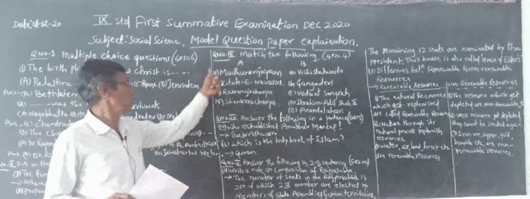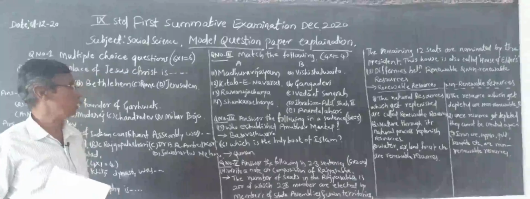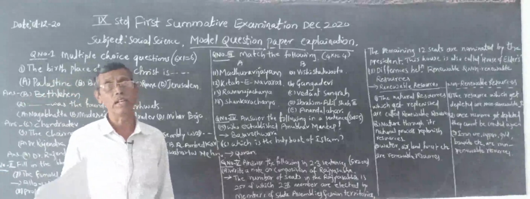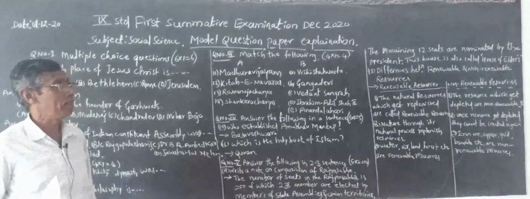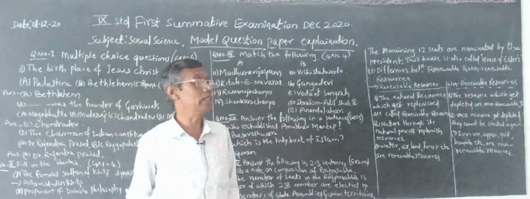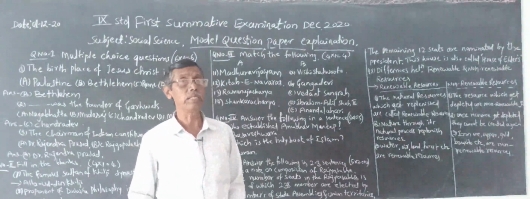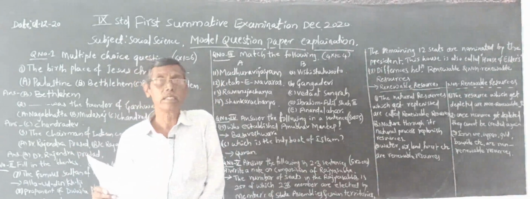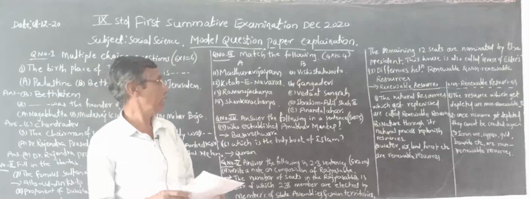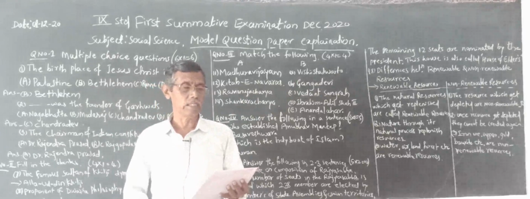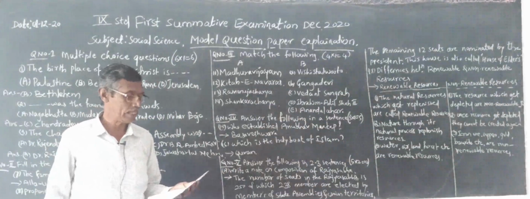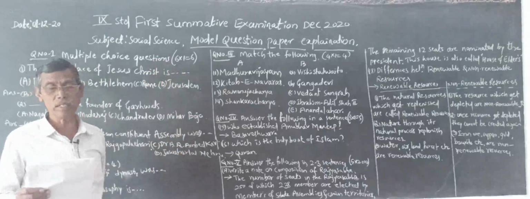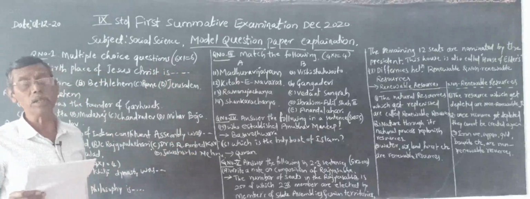Today, I am going to explain about the model question paper of first summative examination, December 2020. You already wrote the first achievement test and the second achievement test, which are of 20 marks each. But the first summative examination is of 40 marks, and there are 8 questions. The first question is multiple choice questions. Here they give 6 multiple choice questions, and each question carries 1 mark.